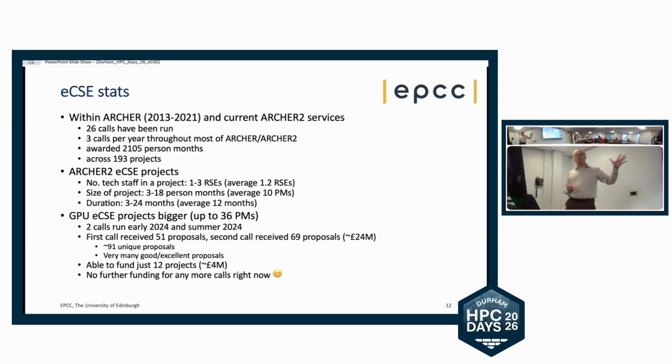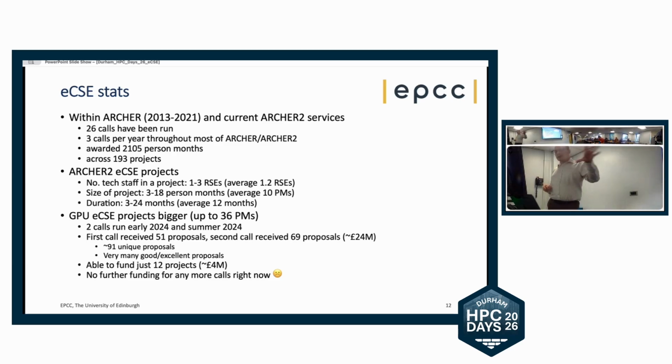We had £4 million. We were hoping that we were going to get another ingest of £3 million for the next year to be able to fund a few more, and then unfortunately that didn't happen. So we could fund just 12. So you can see that ratio: £24 million requested, and we could only fund £4 million worth of it. So there's clearly a big demand. As I said, we had to reject a lot of good and even some excellent proposals.